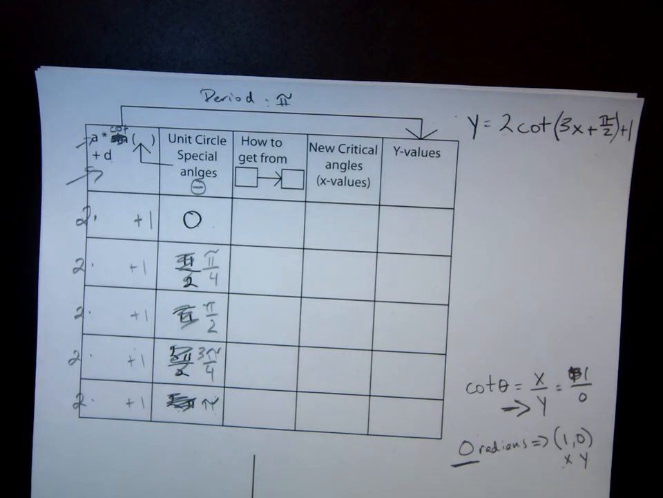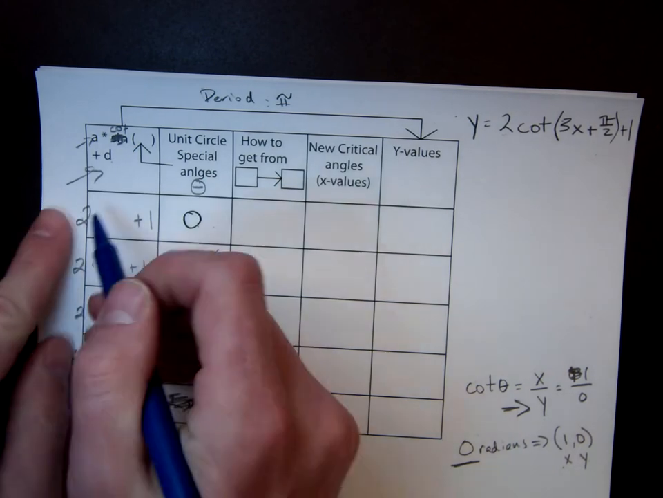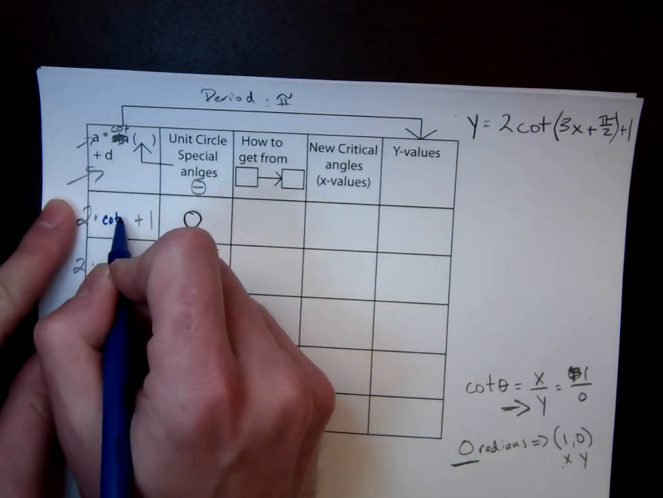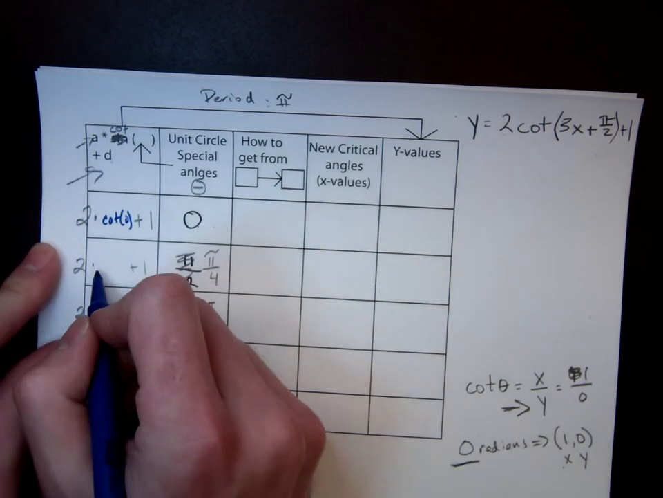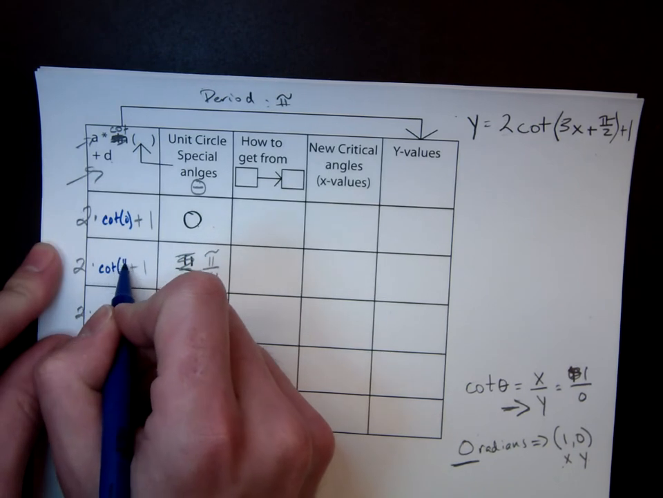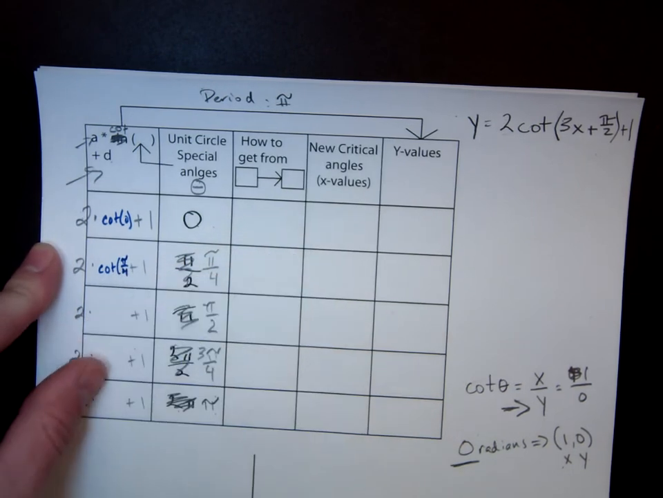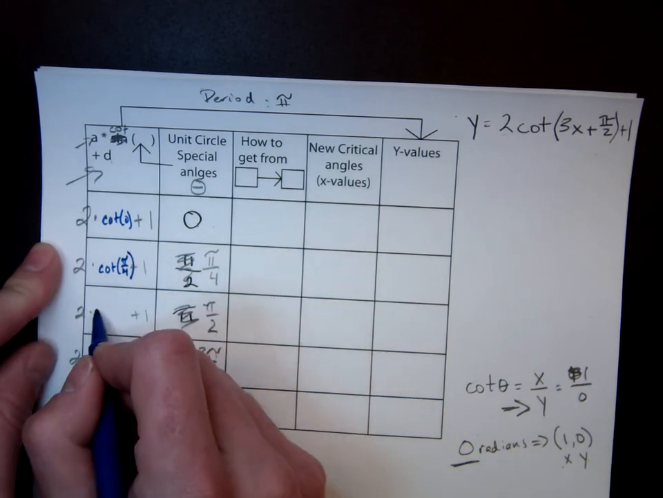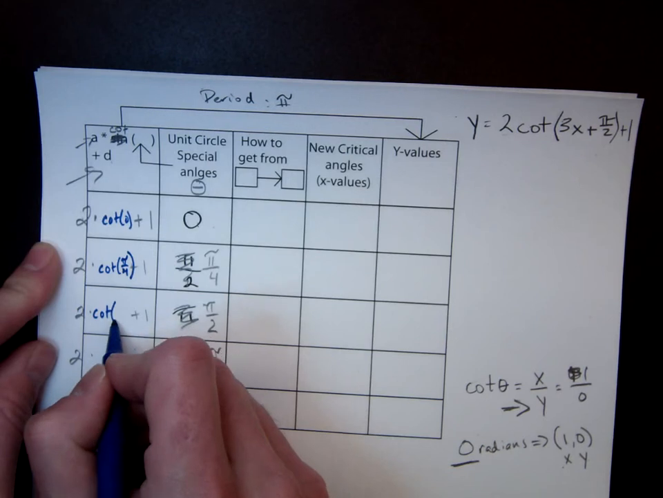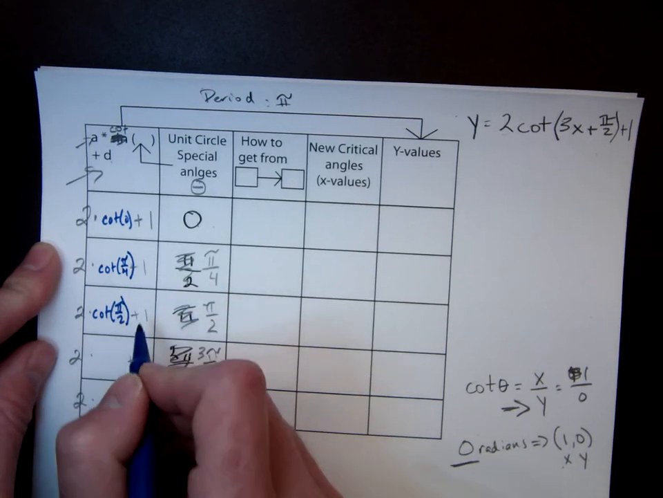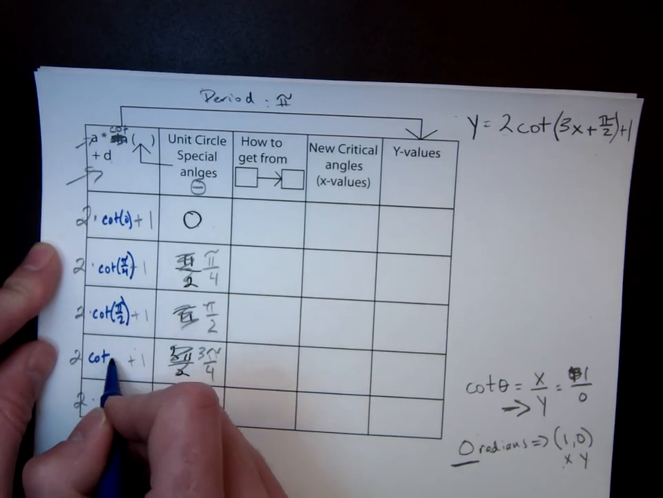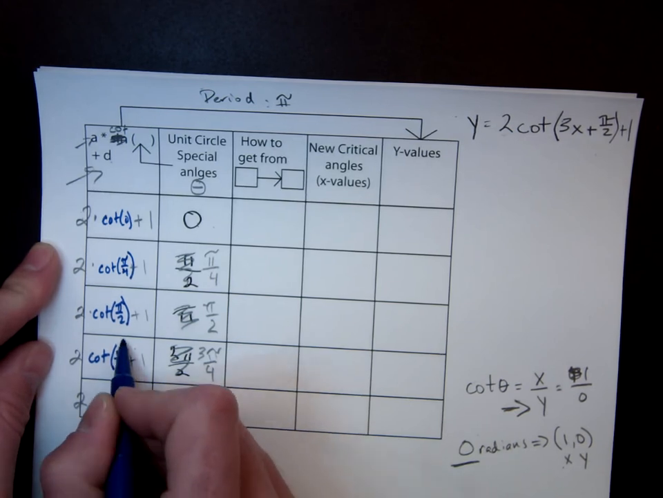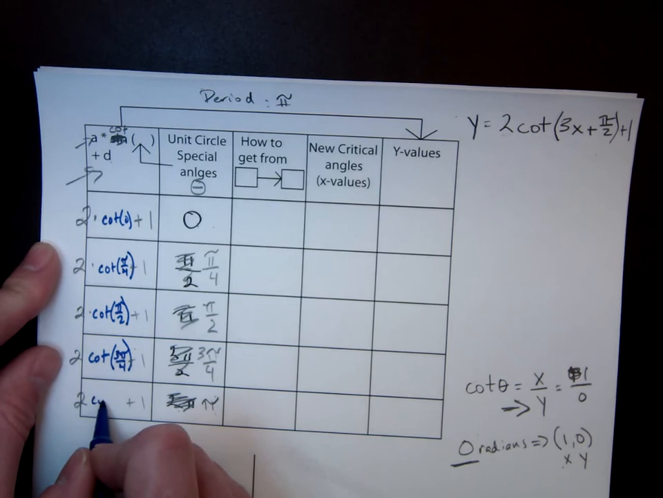Now, as we move on to the next piece, for these parts here, I'm basically just going to say, well, what is cotangent of 0? What is cotangent of pi over 4? Okay. And so on and so forth. Cotangent of pi over 2. Cotangent of 3 pi over 4. And lastly, cotangent of pi.